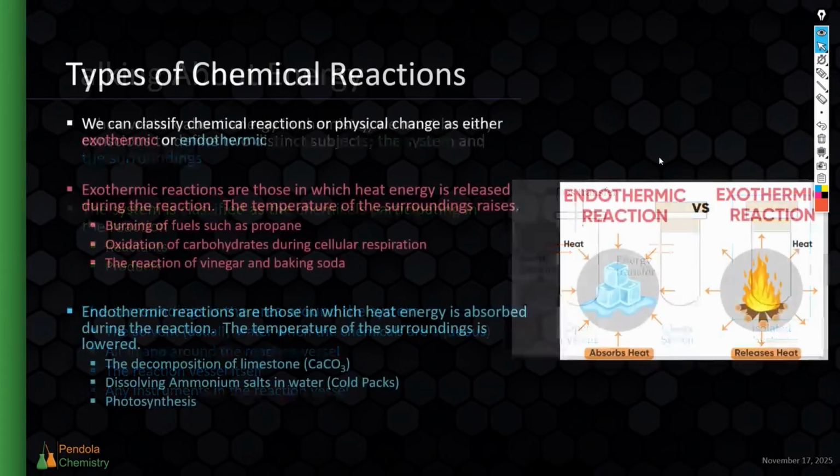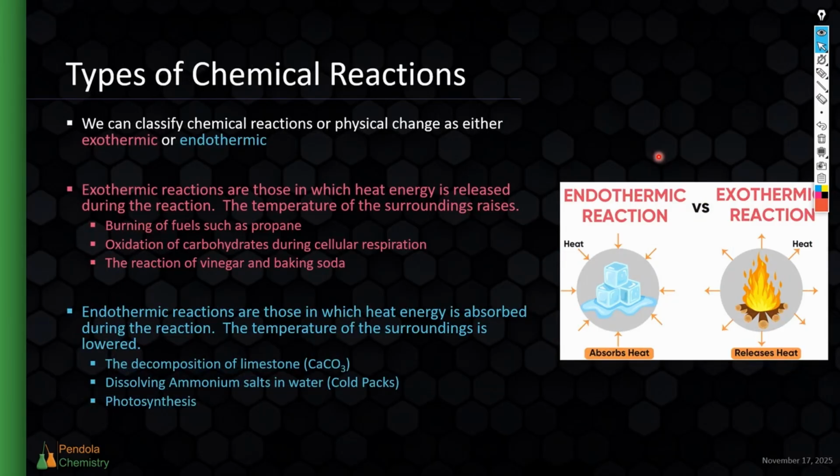Now, because of this system versus surroundings idea, we can talk about the idea of an endothermic versus an exothermic reaction. Both a chemical reaction or a physical change like melting or boiling can either be exothermic or endothermic. These are two opposite ends of the spectrum, which essentially relate to energy. Exothermic reactions are those in which heat is being released during the reaction. So heat is given off by the system, which means that the temperature of the surroundings rises.